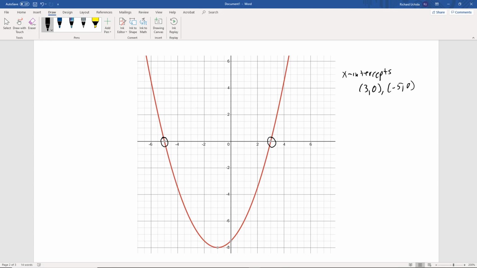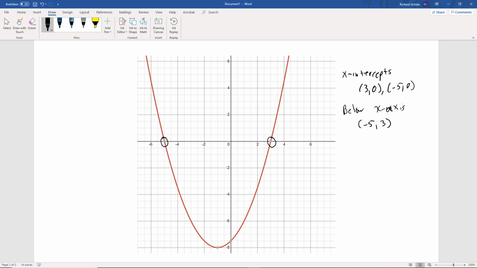Now another thing we could tell is, let's say, when does this graph look like it's below the x-axis? So we see that between these two x-intercepts the graph is below the x-axis, and to the left of the x-intercept at -5, 0 it looks like it's above the x-axis, and to the right of the point 3, 0 it looks like it's above the x-axis. So if we ask where is it below the x-axis, it looks like we could say that it's between -5 and 3, on the interval from -5 to 3.